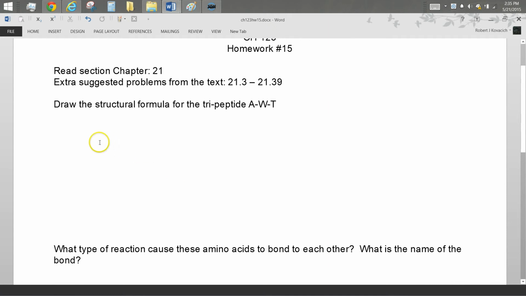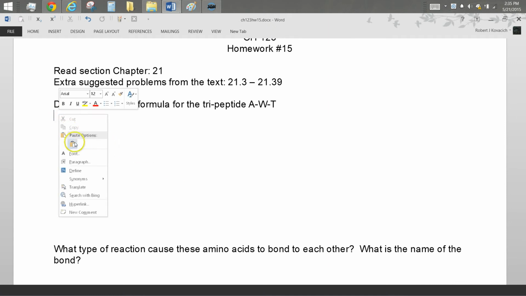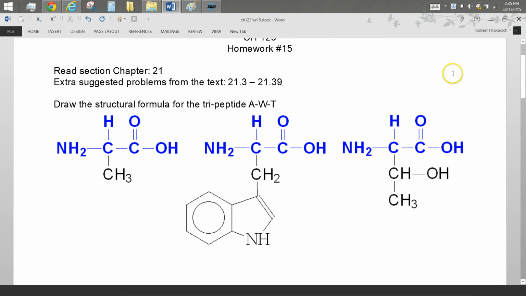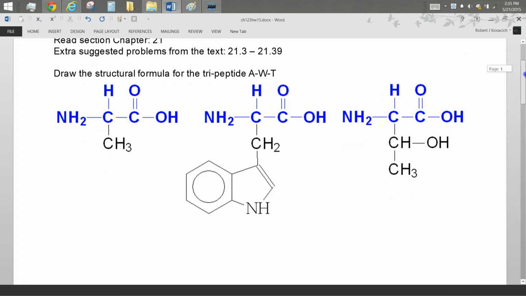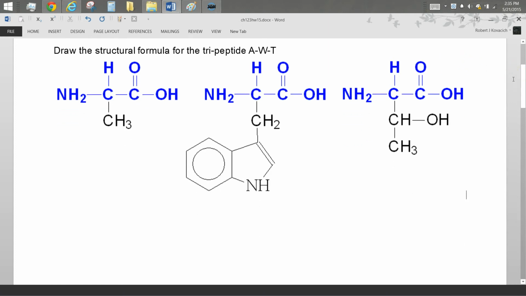All right, so we're gonna want to draw this structure, put these guys together. So I'm gonna start by just dropping this in here. And so here are the three amino acids, the alanine, the tryptophan, and the threonine. And how is it that I connect them up? What do I need to do? Yeah, so this and one of these hydrogens leaves as a water molecule on both of these. And so then I have a bond that's going to form between this carbon and that nitrogen.